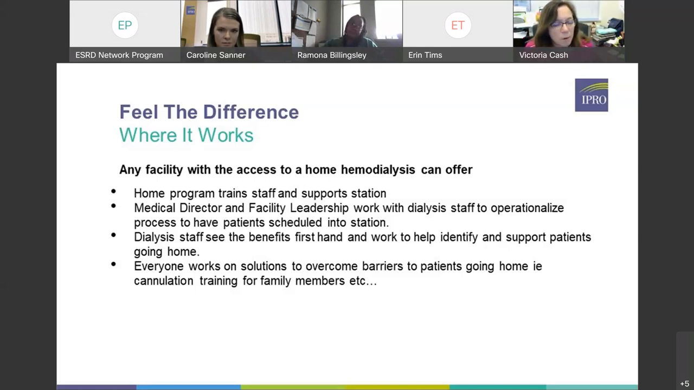So Ramona, are they evaluated for PD first, and then if they're not a candidate, they go to Experience the Difference, or it just depends on what they indicate they'd like to do from a home perspective, or how does that work?